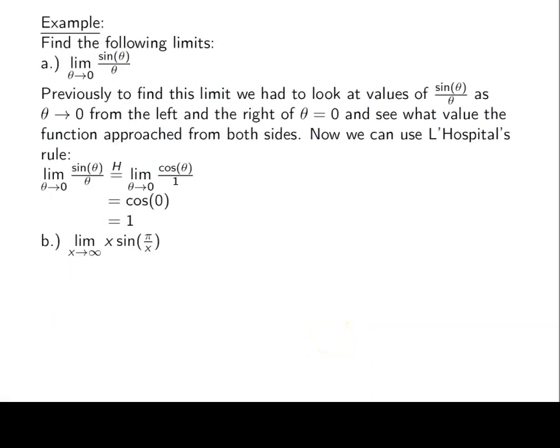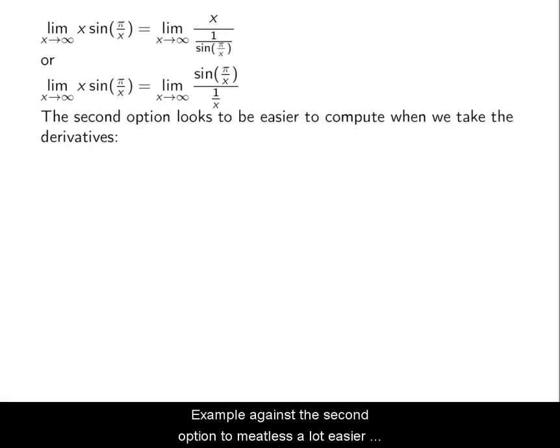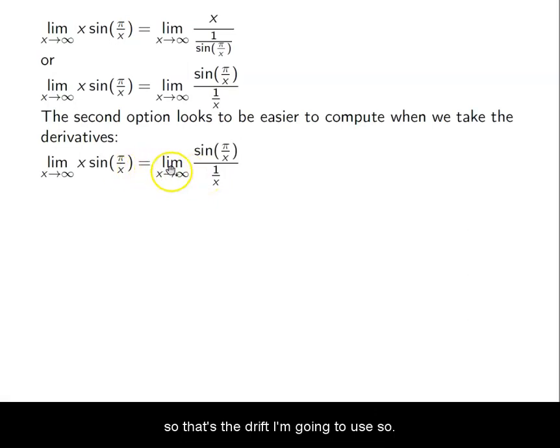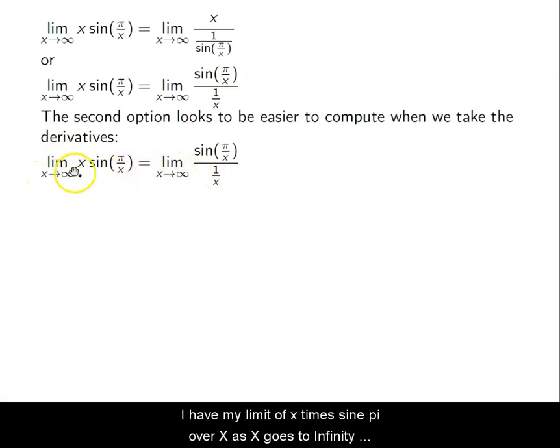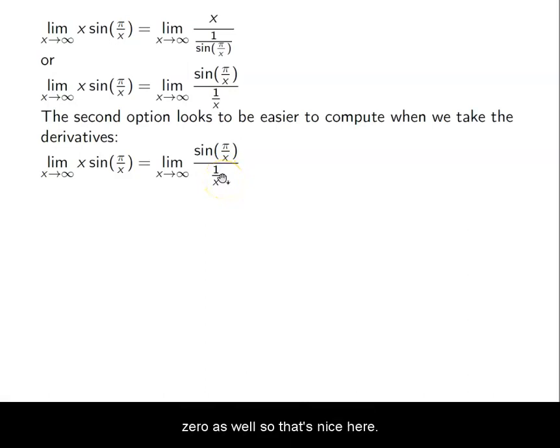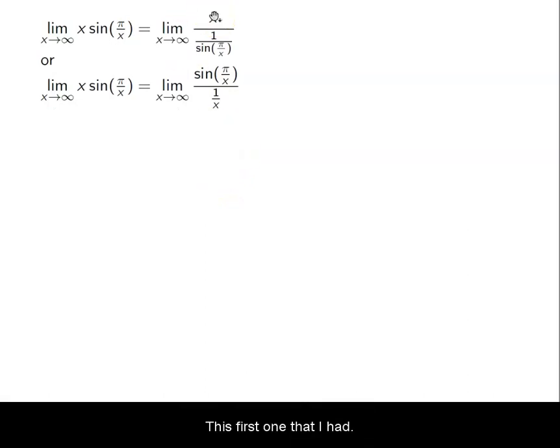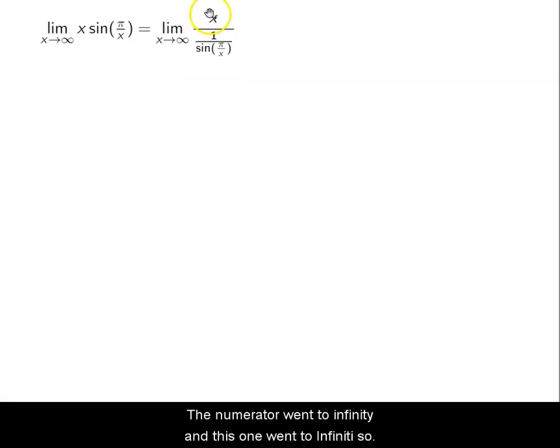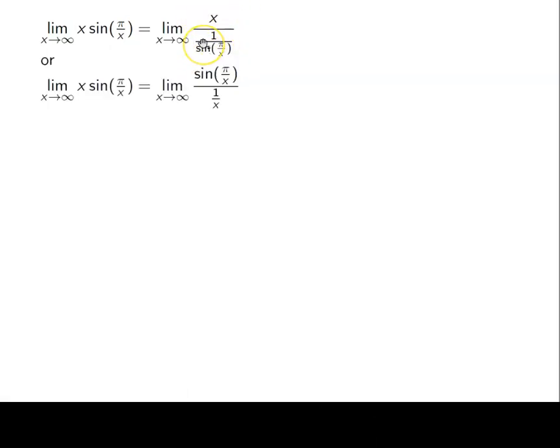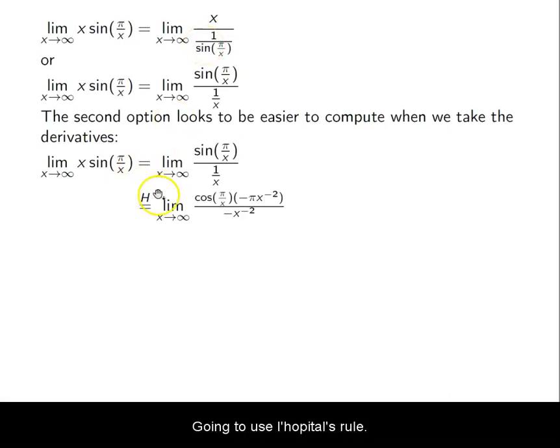All right, so let's come back to our example. The second option to me looks a lot easier, so that's the derivative I'm going to use. So I have my limit of x times sine pi over x as x goes to infinity. I'm going to manipulate it so it's the exact same value. I'm not changing it in value, I'm just changing the way it looks so it's indeterminate of the form that I want. This top I know goes to 0. This bottom one I know goes to 0 as well. So that's nice. With the first form that I had, the numerator went to infinity and the denominator went to infinity, so it's still an indeterminate form. I'm going to use L'Hopital's rule.